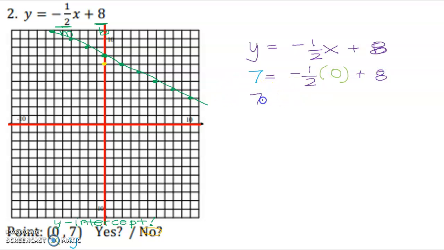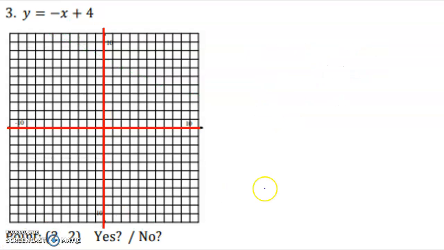Again, nothing to do on the left-hand side, but now we have negative 1/2 times 0. Anything times 0 is 0, and then our plus 8, and 0 plus 8 is 8, but 7 is not equal to 8. So this again confirms that the point (0, 7) is not a solution. Let's look at one more example just for good measure.